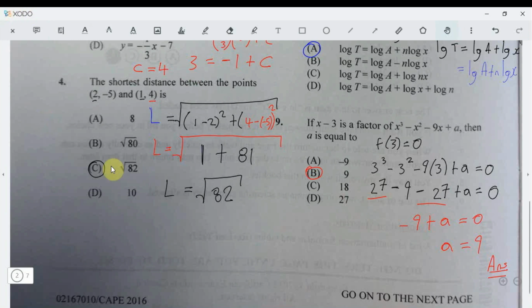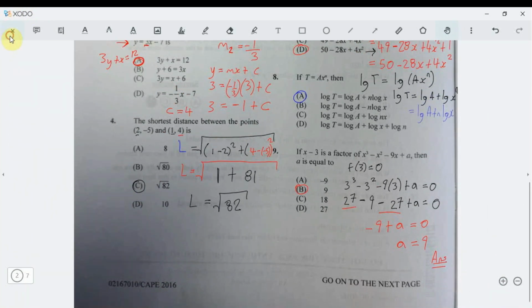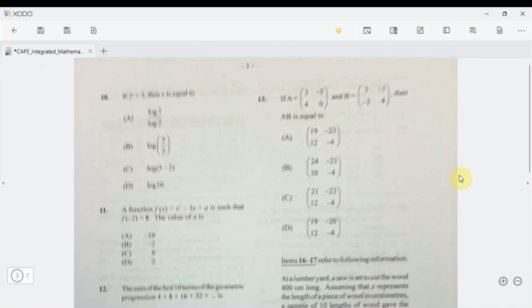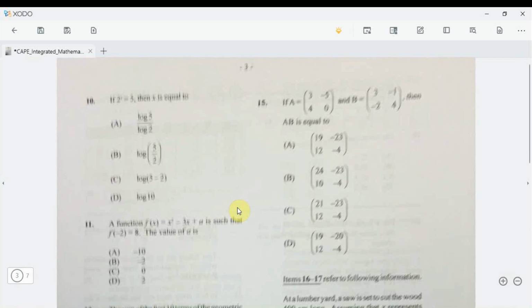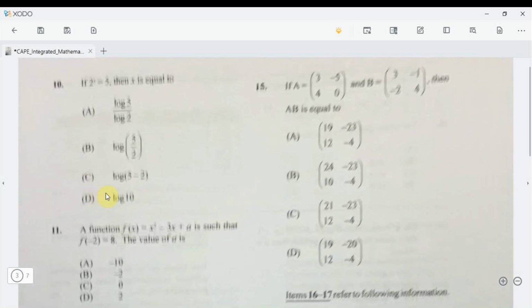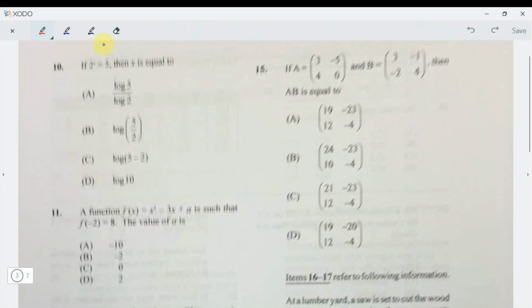Okay, so now we're finished with the first page. So let's go to page 2. Alright, now page 2 is very blurry. This is the only page that is this blurry, and as I said, this is how I received the paper. So I'll try to reread what the question is saying. This is saying if 2 to the x equals 5, then x is equal to. That's what that is saying. I know it's a little blurry, my apologies.